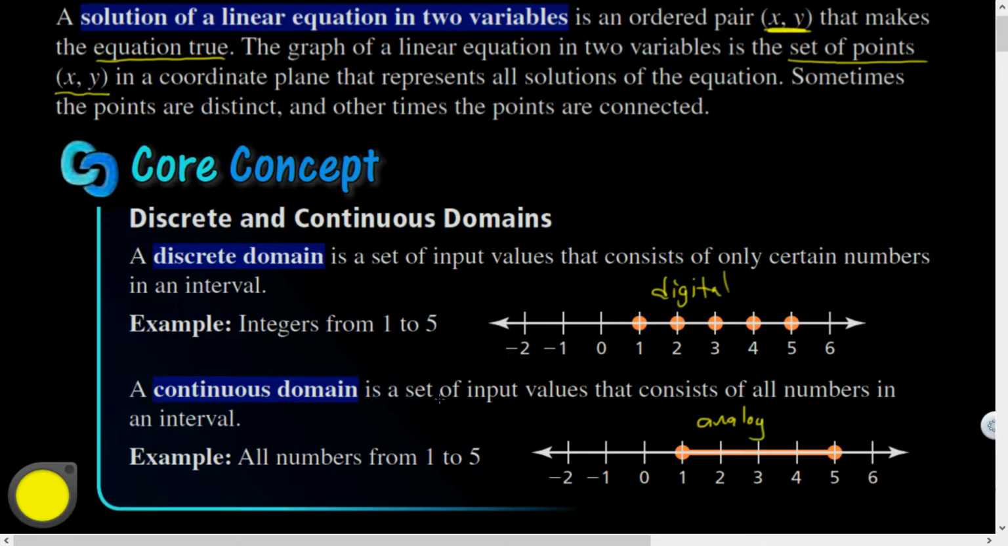So a continuous domain is a set of input values that consists of all numbers in an interval. So all numbers from 1 to 5, or all real numbers from 1 to 5. I include all of these little values in between. There are infinitely many numbers here. Here there are only 5 numbers. Now this includes the 5 from up here, but it also includes the infinitely many values in between.